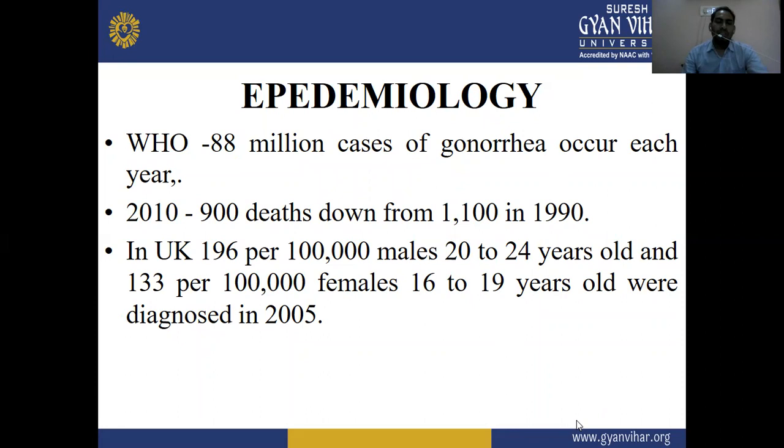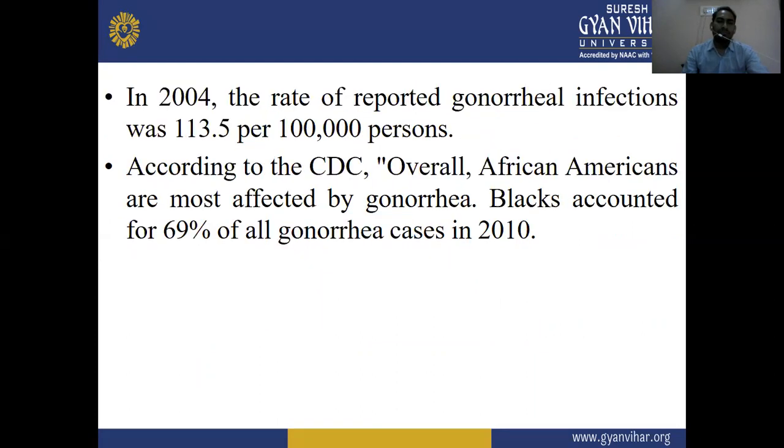Next one, epidemiology of gonorrhea. According to the World Health Organization, 88 million cases of gonorrhea occurred in 2010, which went down from 1100 in 1990. And in the UK, 196 per 1 lakh males aged 20 to 24 years and 133 per 1 lakh females aged 16 to 19 years were diagnosed in 2005.